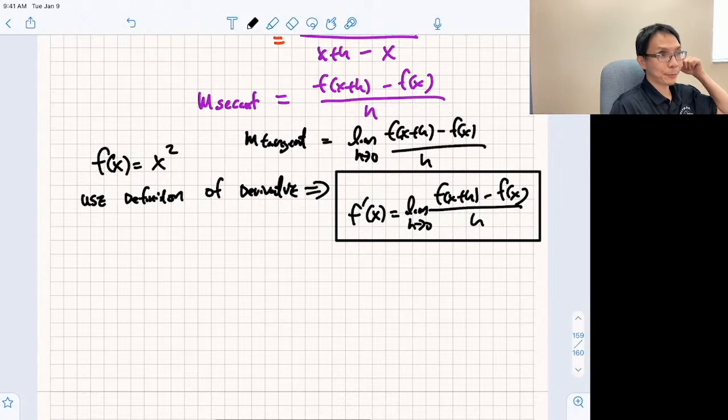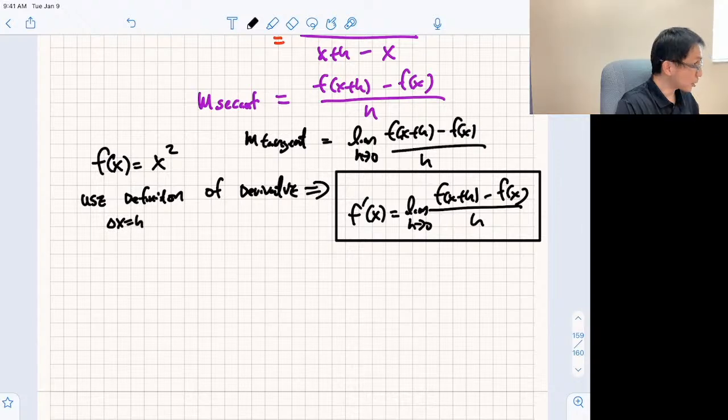You actually did this before. Remember that homework with delta x? You asked me what is delta x? That's h. So here we are using delta x equal to h. Instead of delta x, we're using h. So then, okay, let's start with f of x. f of x equal to x squared. What do you think f of x plus h is?